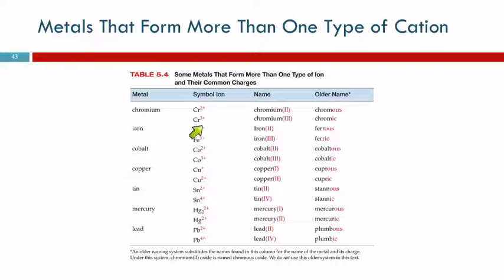So a lot of them have charges of 2 or 3, but not all. Copper can be plus 1 or plus 2. Tin can be 2 or 4, but it's not found as 3 very much. Okay, so the Roman numeral tells us what the charge is.